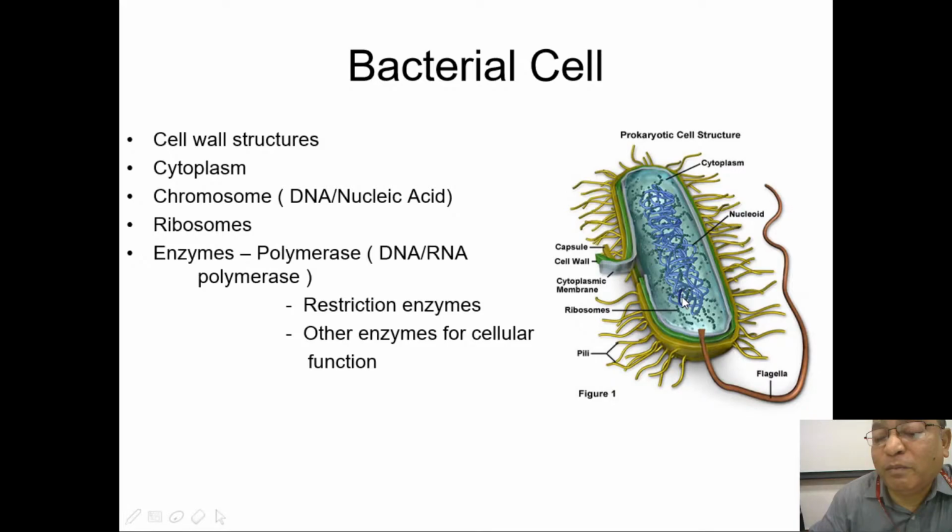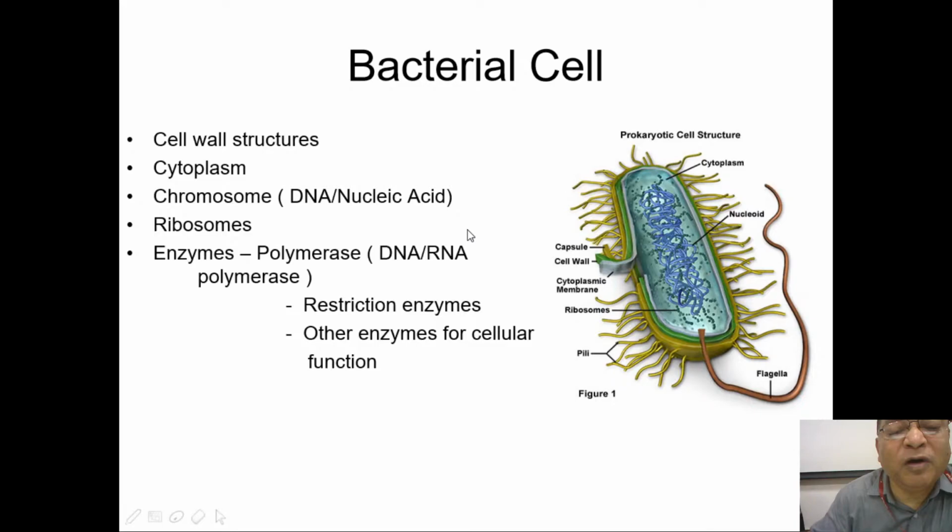So what do we need to understand? We need to understand about the cell wall structure of the bacteria. We need to understand a little bit about the cytoplasm. Cytoplasm, as you understand, is the basic matrix of the cell where all the components survive. So it's a very dynamic structure of the cell. Then as I told you, this is the chromosome. This is what we're going to talk about basically today.